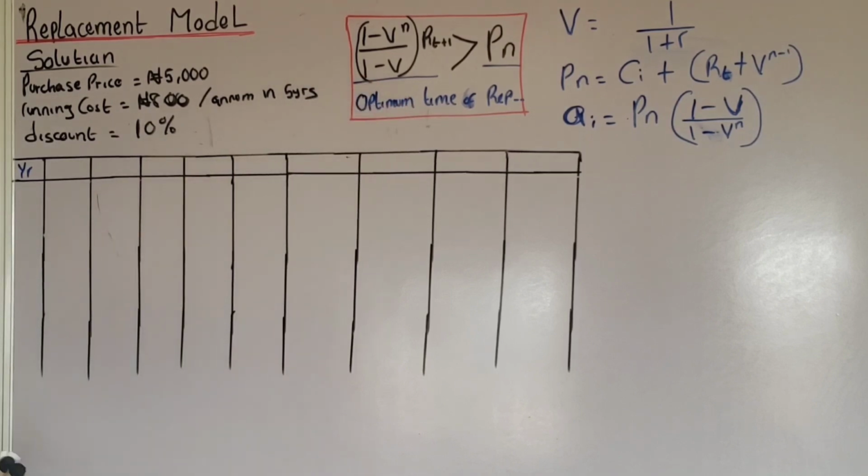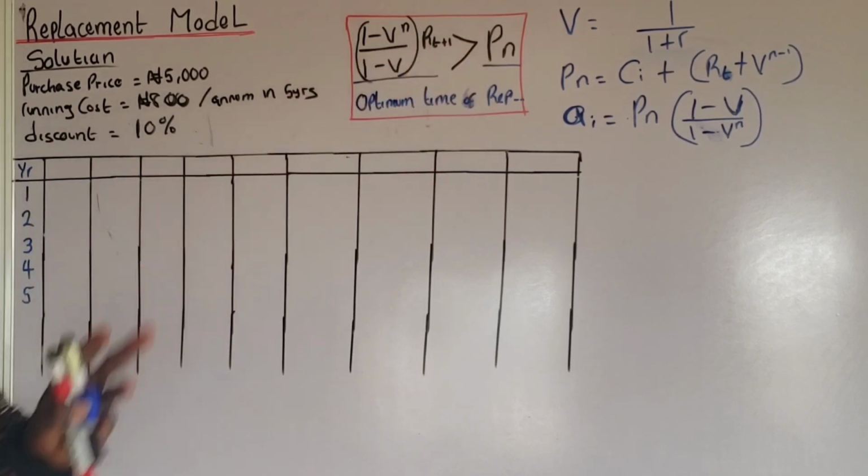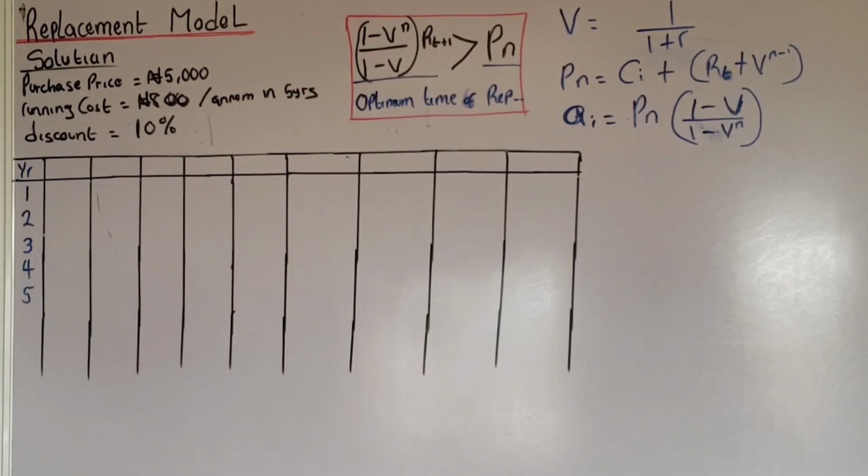Okay? So now I'm going to have year 1, year 2, year 3, year 4, year 5. Let's stop at year 5. We can still have year 6, but that is if among these years we didn't have any value in which this is greater than this. Are you paying attention? Okay, so we have 5 years.